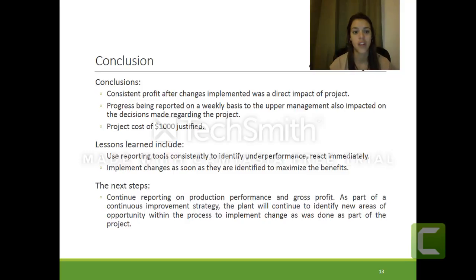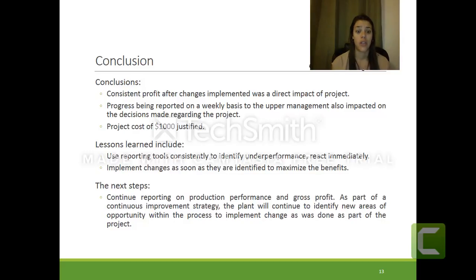So the conclusion to our project is that the consistent profit was achieved after the changes were implemented, and they were a direct impact of the project. Also, the fact that the project was being reported on a weekly basis to upper management had an impact on the decision to continue the plant's operation. This also justified the project cost of $1,000, since now we're seeing a consistent profit week after week.